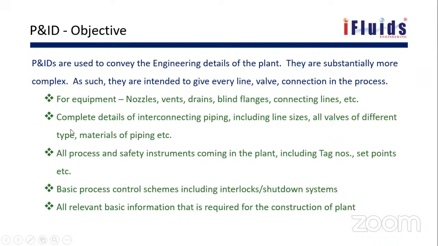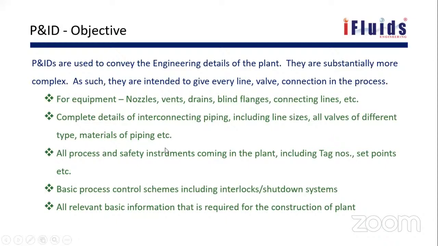incoming, outgoing. And then complete details of the interconnecting piping, including the line size, all valves, and the different types and materials of the piping. So it will be showing all the interconnecting piping, and then the line sizes and valve sizes, and then the valve types. There are different valves like globe valve, gate valve, ball valve. All those things will be mentioned; that means the pictorial representation will be there in the PNID.